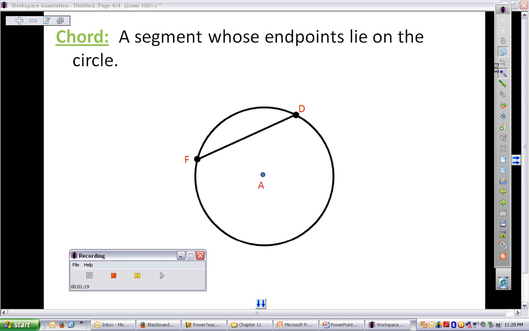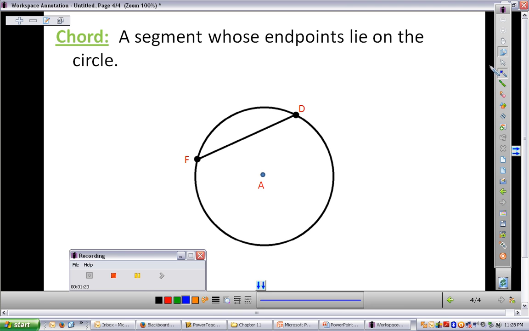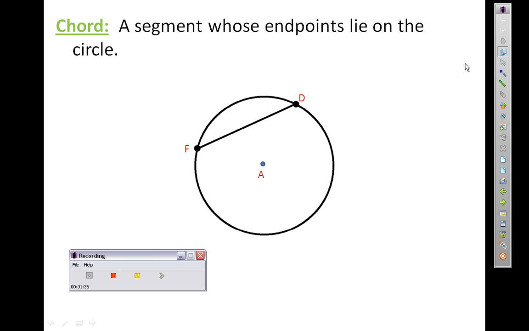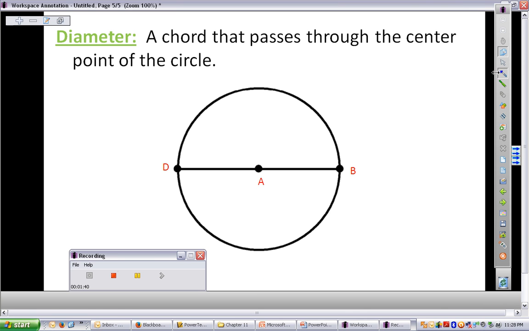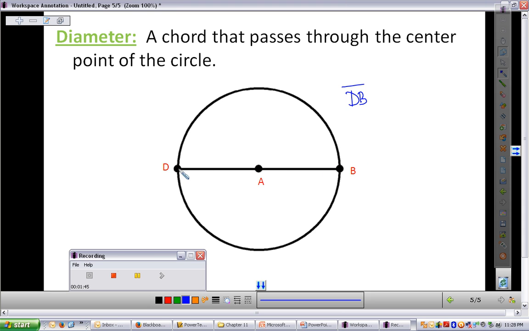A chord, we touched on this briefly with spheres earlier in the week. A chord is a segment whose endpoints lie on the circle. So segment FD, both points F and D are on the circle, so that's why FD is a chord. A diameter is a chord that passes through the center point of a circle. So our diameter in this case is DB, going all the way through the center. It is a chord because its endpoints are on the circle, but it actually goes through point A, which is the center, so therefore that makes segment DB a diameter.